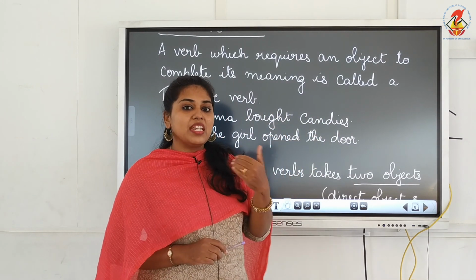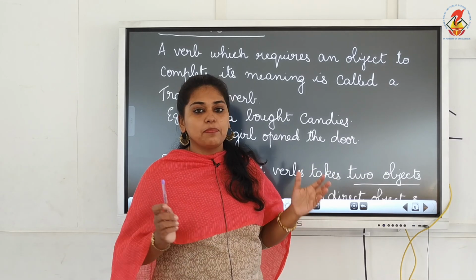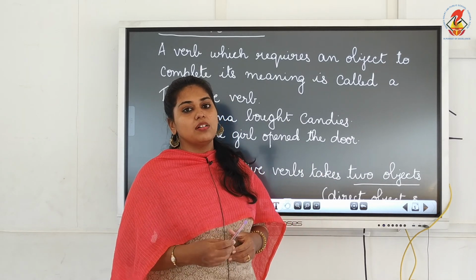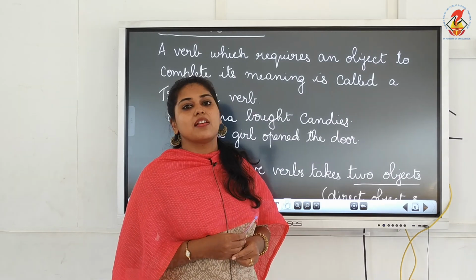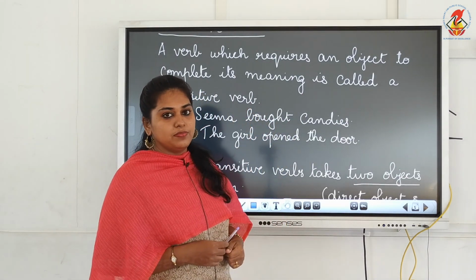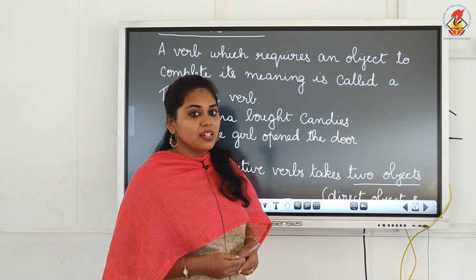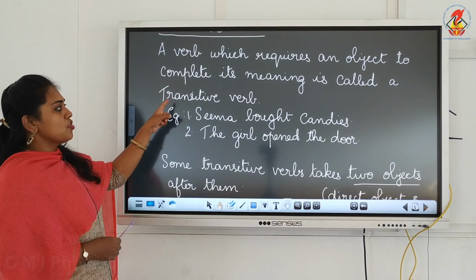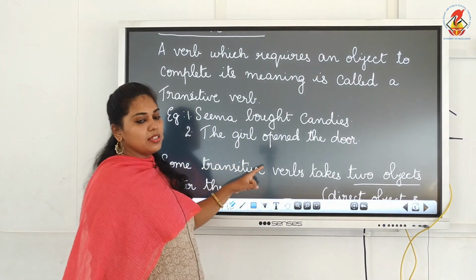If you need an object to give a complete meaning, such a verb is what we call a transitive verb. A verb which requires an object to give a complete meaning is what we call a transitive verb. Let's look at the other example.